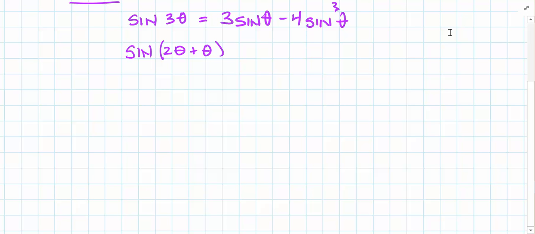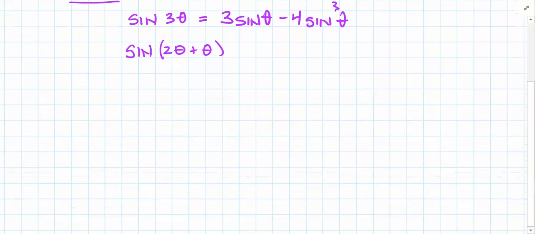So we had sine 3 theta, and we're trying to verify it equals 3 sine theta minus 4 sine cubed theta. So we break up sine of 3 theta into sine of 2 theta plus theta. Then that allows us to use our sum and difference formulas, right? So right here, we're using the sine of A plus B, or alpha plus beta. So we're using that identity at this step.